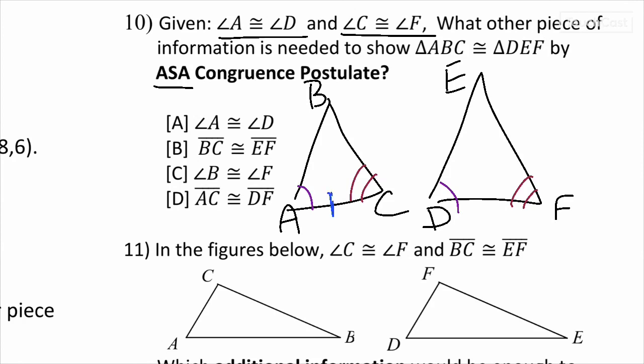So the one in between the two angles has to be the side. Remember, it's an angle sandwich with the side in the middle. So for this to happen, there's only one way for this one. So side AC has to be congruent to side DF. There's no other way. Nice.